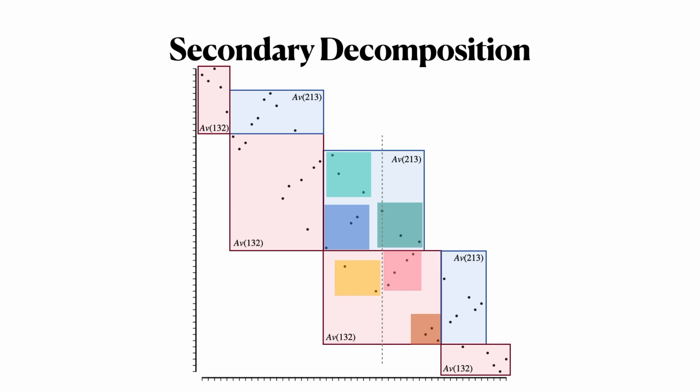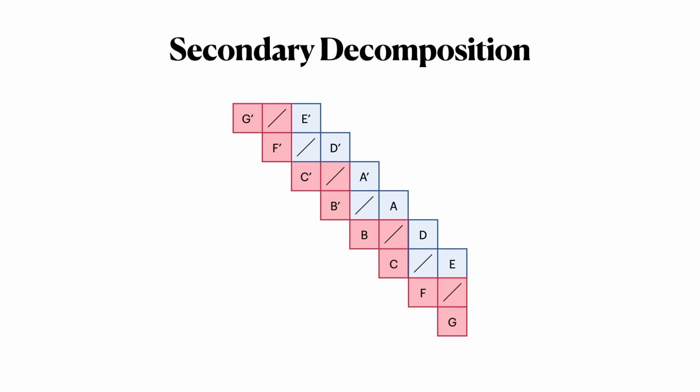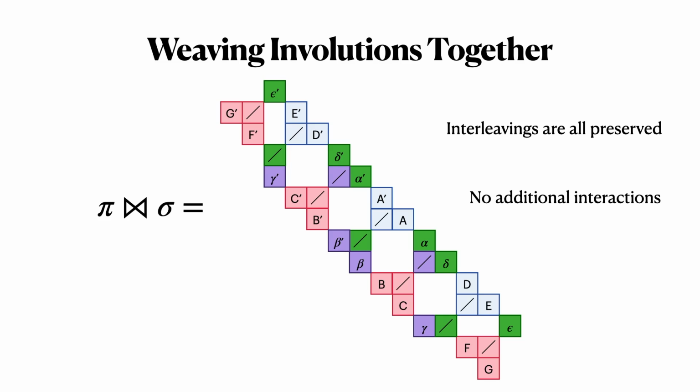We repeat this process on the remaining stairs, observing that some of the boxes can be empty. The result is a secondary decomposition where every stair has been split into 3 blocks, one of which is guaranteed to be increasing. We can summarize this structure with the following picture. Now suppose that we have 2 1, 3, 2, 4 avoiding involutions, pi and sigma. In order to weave them together to get one big 1, 3, 2, 4 avoiding involution, we take apart their boxes and combine them like this.